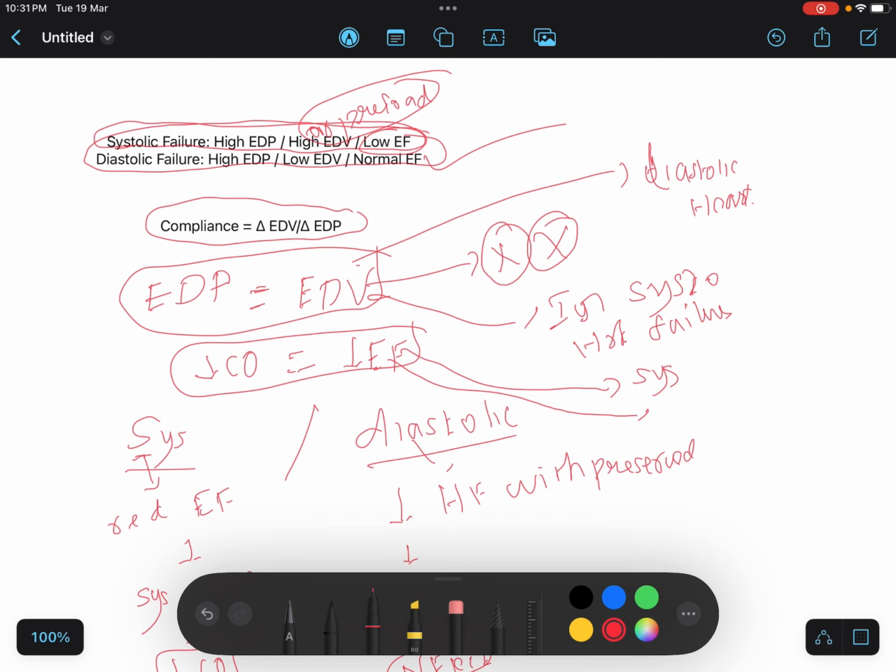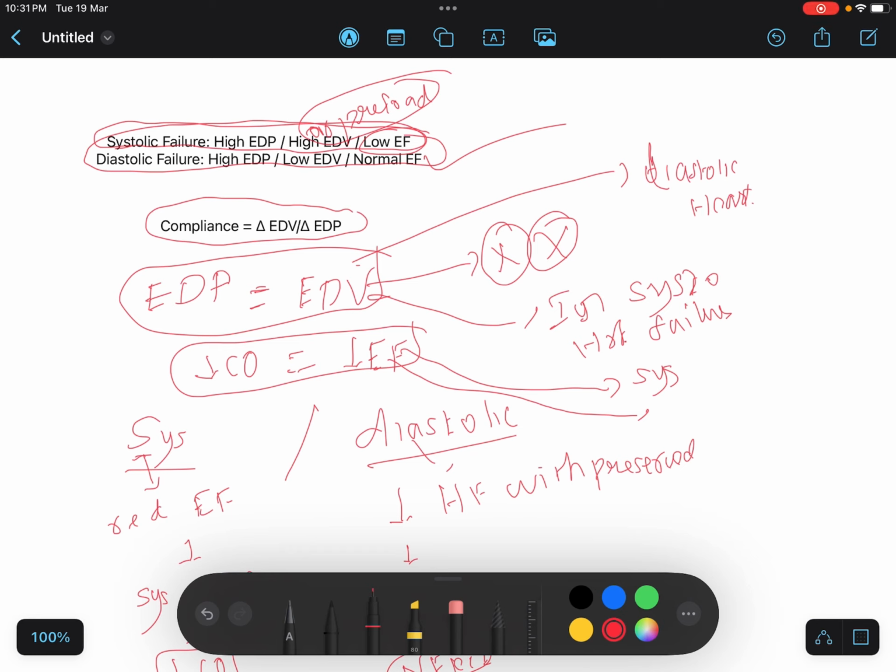Okay, guys, today we are going to see what is systolic heart failure and what is diastolic heart failure. It's so complicated, I think. So I will make you understand this complicated thing very easily, with this super equation I found in some book: systolic heart failure, diastolic heart failure, and this compliance thing.